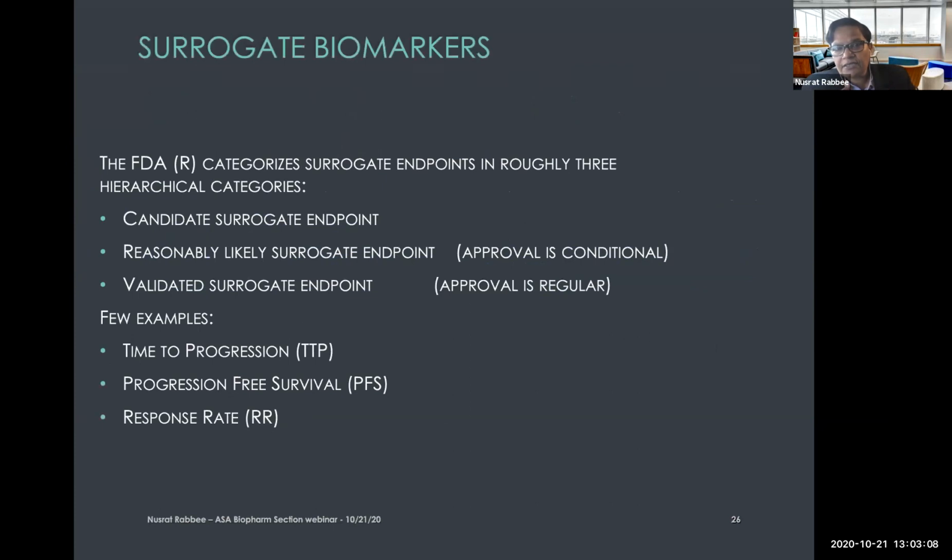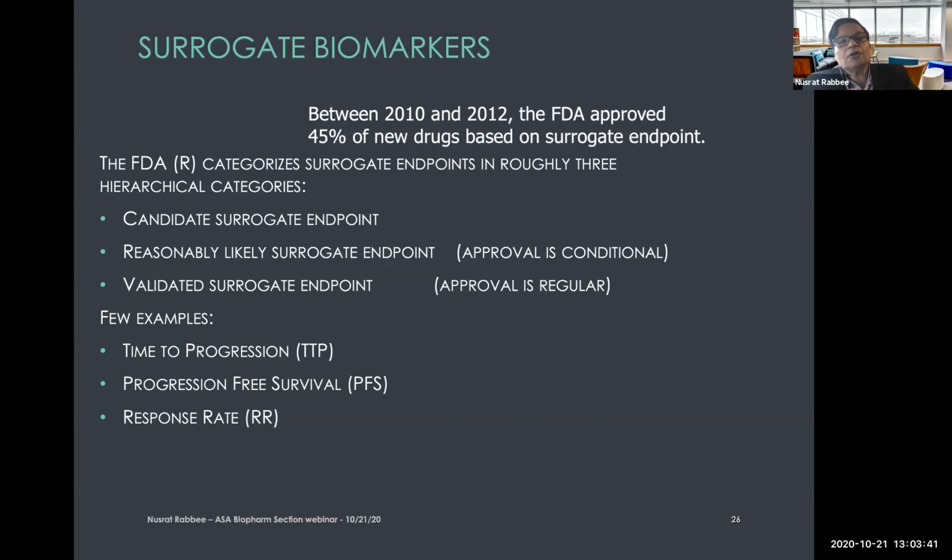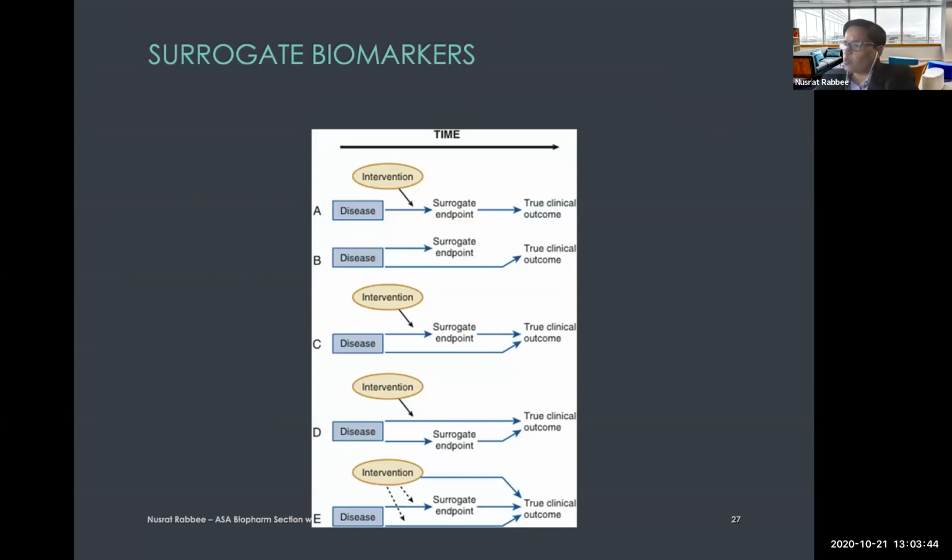So the FDA categorizes surrogate endpoints in roughly 3 hierarchical categories. You can have a candidate, you can have a reasonably likely surrogate endpoint, and you can get an approval based on that conditionally, or you have a validated surrogate endpoint, regular approval. A few examples of regular approvals based on previous surrogate endpoints: time to progression, progression-free survival, response rate. The other one I mentioned from AIDS was CD4 count. There's many. So let's talk about why we make such a big deal out of this.